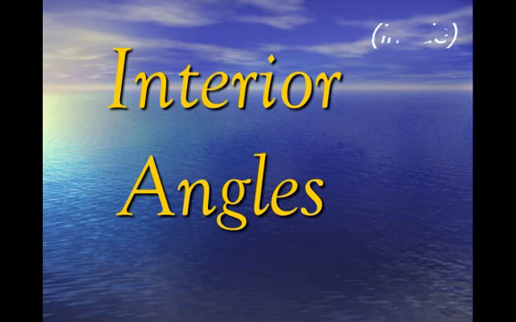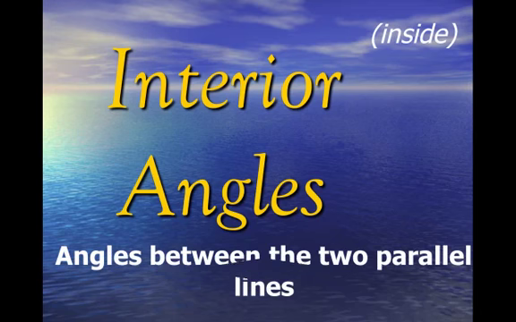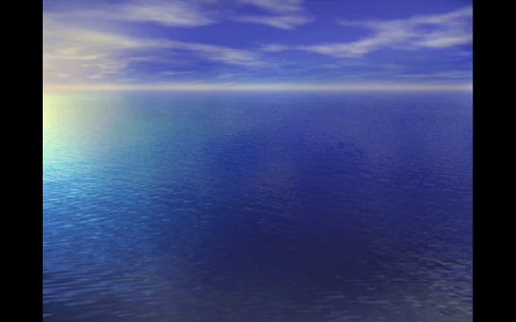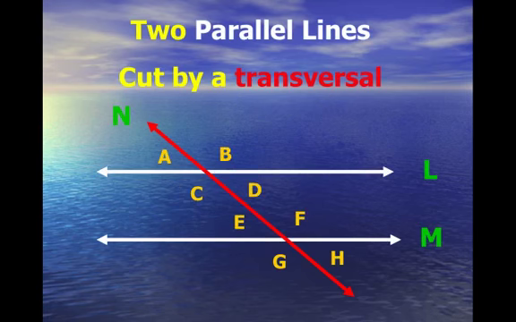The next vocabulary term that we have is interior angles. The word interior comes from being inside, and these are angles between the two parallel lines. If you take a look at our model again, notice that there are 4 angles inside the parallel lines, C, D, E, and F. And then you have 4 angles outside the parallel lines, A and B on top, G and H on the bottom. My interior angles are the angles inside the parallel lines, C, D, E, and F. The key here is interior, meaning inside.